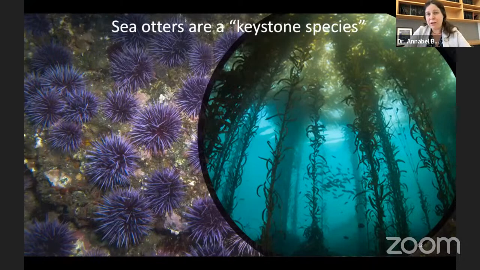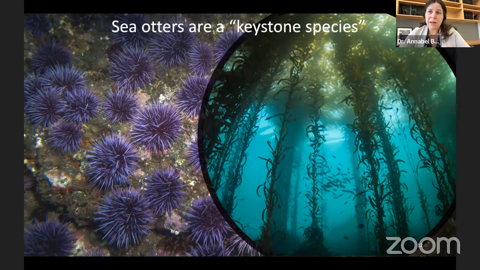As folks mentioned in the intro, sea otters are what we call a keystone species. They're really critical to coastal ecosystems. That's because sea otters eat sea urchins, and sea urchins like to eat kelp. And so if you take sea otters out of the equation, the urchins can really proliferate and run amok and just mow down a whole kelp forest.